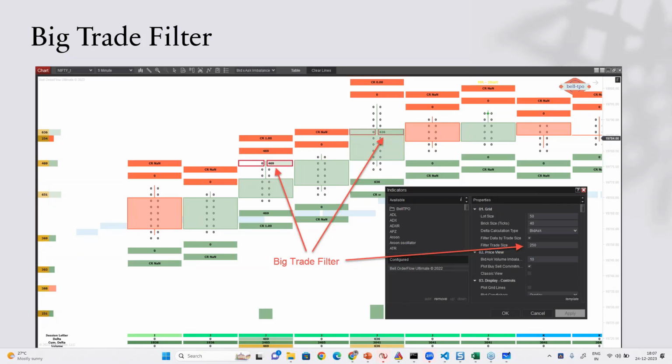So Vishal Agarwal is asking how to identify a genuine seller or a buyer. I mean, on candles, they look all the same. See, in a candle, you cannot identify. Only using order flow charts can you identify.